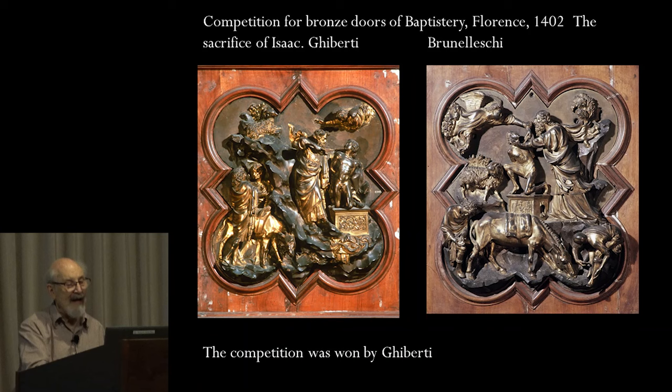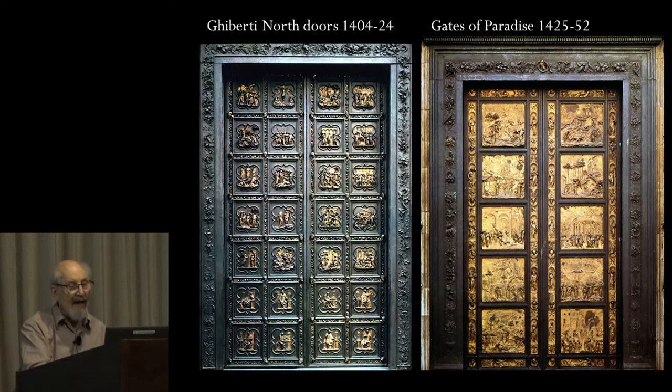He wanted to win. His picture is very dramatic. Look at that angel whizzing down with flowing robes behind him or her, and they're just holding Abraham's knife from Isaac's throat. And these are the doors that were made. Ghiberti spent his whole life on it. And maybe Brunelleschi would have had to do that if he'd won. But he did a great many different things, which we will see.